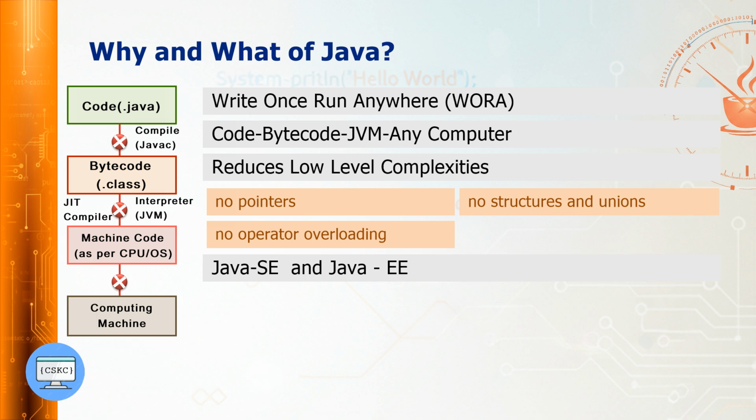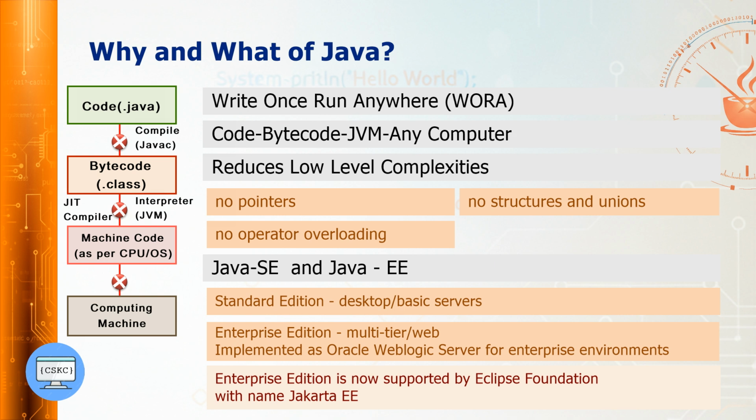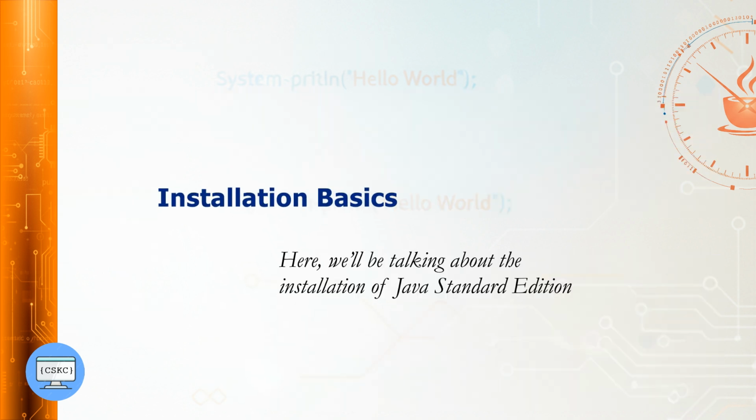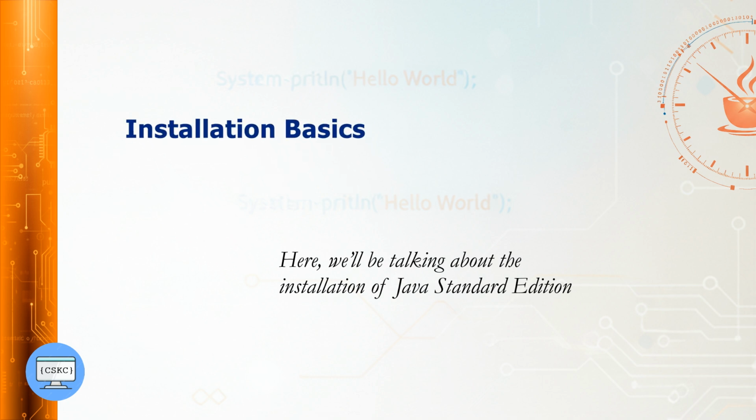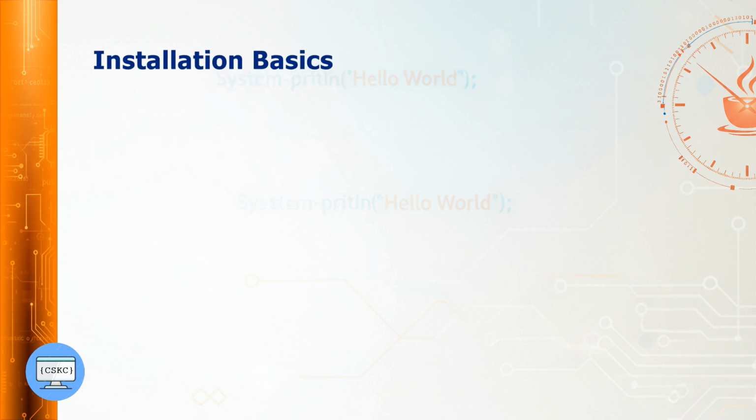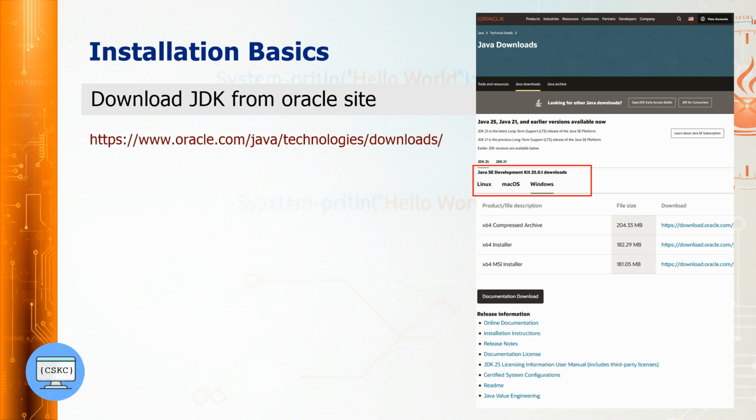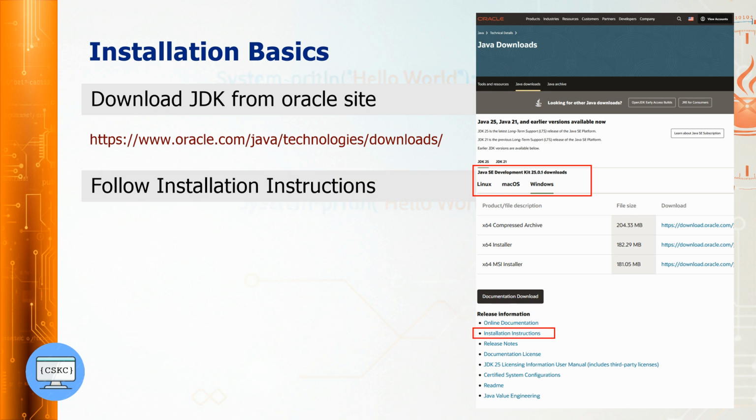Currently, the two major editions shipped by its official owner, Oracle Corporation, are Java SE, the Standard Edition, and the Enterprise Edition. Here we shall be talking about installation of Java Standard Edition. Download JDK from the Oracle site. Select the JDK version as per the OS and computer system you have. Follow installation instructions with the exact steps as told there.